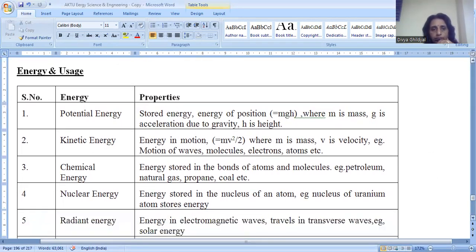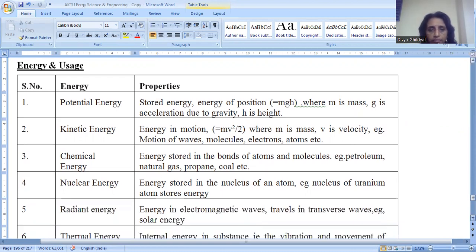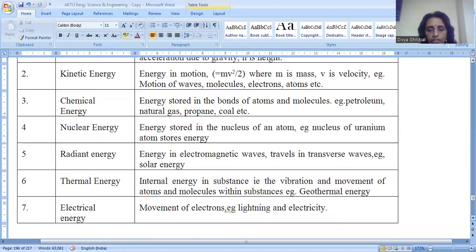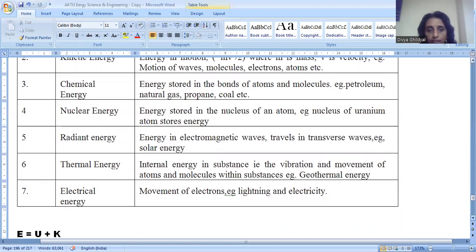What are the different types of energies we studied in this paper? Potential energy, that is stored energy or energy due to the position, which is equal to mgh. Kinetic energy, energy in motion, equal to half mv square. Chemical energy, energy stored in the bonds of atoms and molecules. Nuclear energy, energy stored in the nucleus of an atom. Radiant energy, energy in electromagnetic waves.